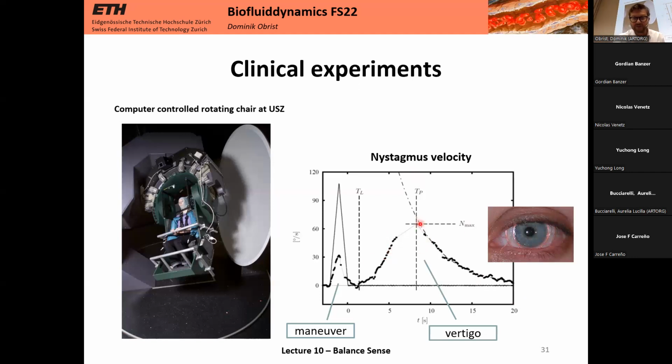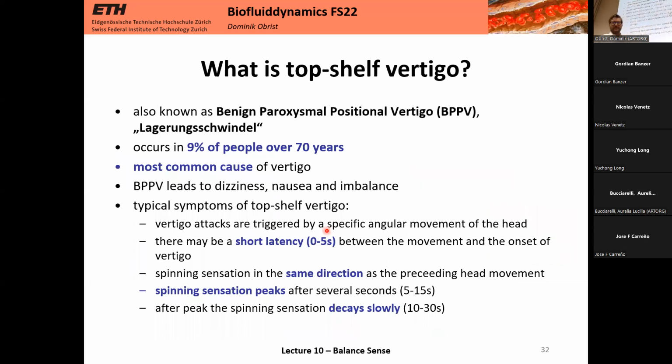So it's like the velocity of the eye in the slow direction, right? And we see here the velocity of the eye is roughly 60 degrees per second. So this is what the semicircular canals think the person is doing. They think it's moving at 60 degrees per second, which is quite fast. So to summarize: what is top shelf vertigo? By the way, the medical name is benign paroxysmal positional vertigo, BPPV.